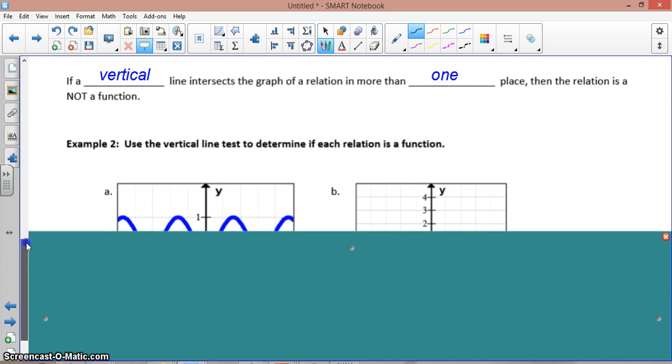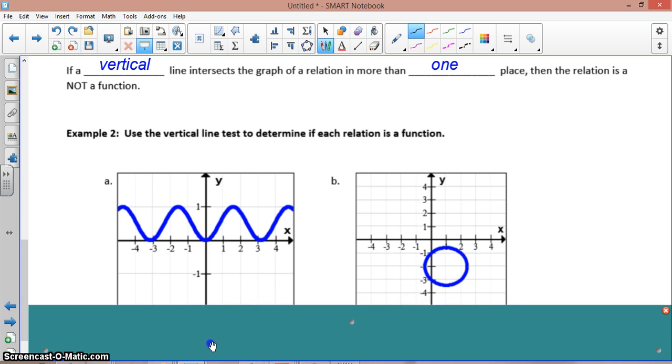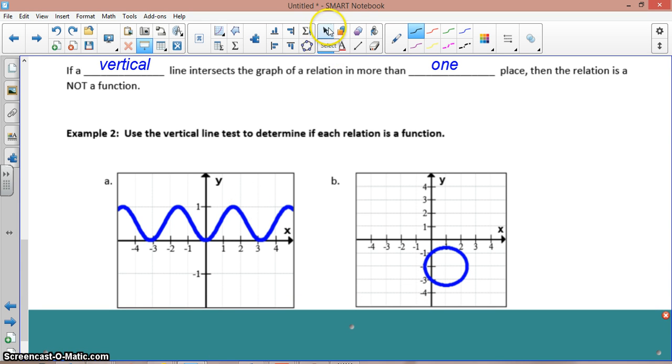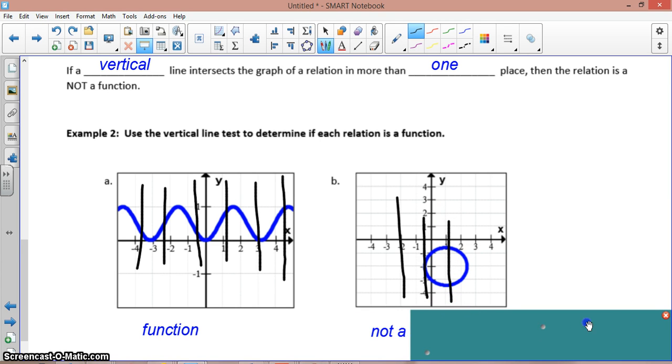Alright, example 2, we're just using that idea. We look at the first graph, and I start to draw vertical lines. If you notice, all these vertical lines only cross the graph at one spot. Therefore, the first one is a function. Whereas on the second graph, if I draw vertical lines, although the line only touches the graph at one spot here, if I draw a vertical line at that spot, this makes it not a function.